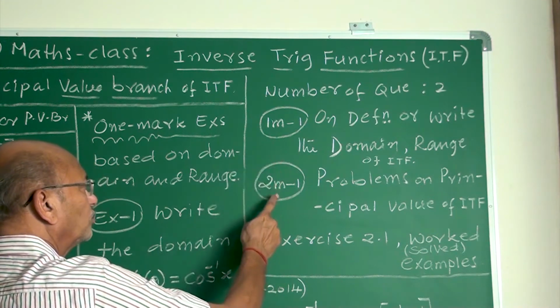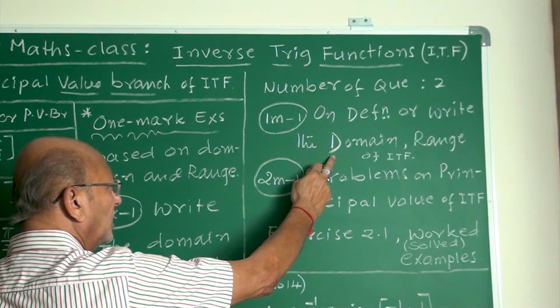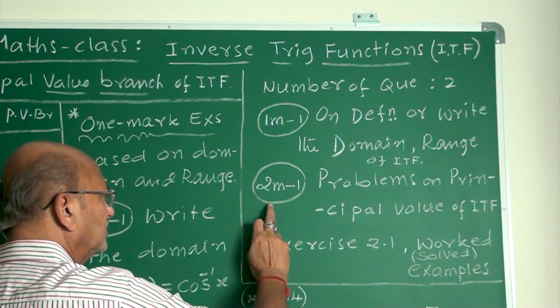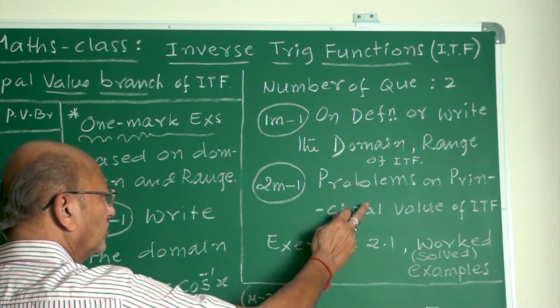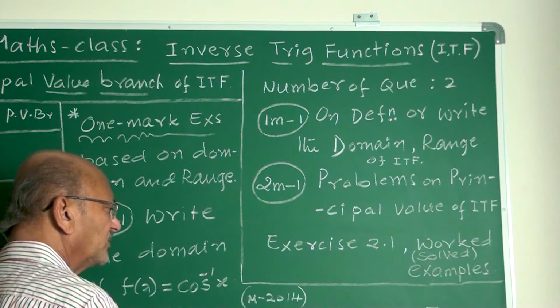1 mark 1 question, 2 mark 1 question. For the 1 mark question, normally they have mentioned: write the domain and range of ITF. For the 2 mark question: problems on finding the principal value of ITF. It is made clear, my friends.